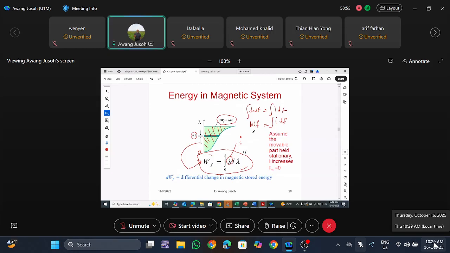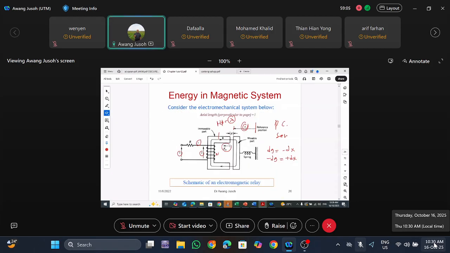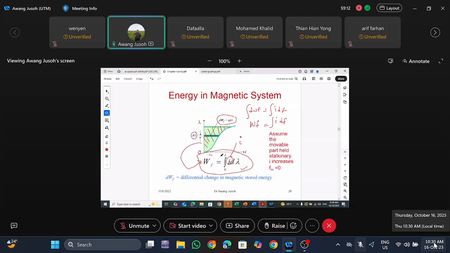Okay. But in this case we need to assume that when we inject the current there, we hold it stationary. So that means mechanical force equals 0. Then the energy stored equals this formula from just now: integration from 0 to lambda of I d lambda. Assume the movable part is stationary while I increases. Because we hold it stationary, that means F equals 0, dx equals 0. Then we can get this formula. So this is the amount of energy stored in the magnetic field.